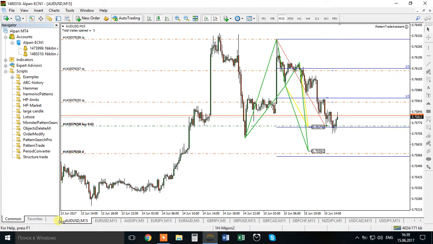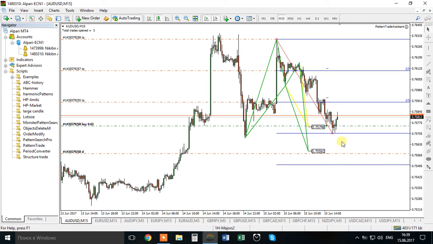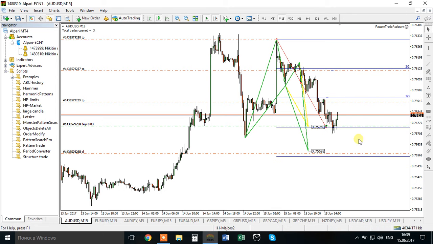We have that bad pattern running on Aussie dollar. You see the targets are lower than the lines because they were modified by PatternTradeAssistant as price dipped a bit lower. So now they coincide. It doesn't matter if you restretch the fibs, you can leave them at the initial place just for reference, just to see how it goes.